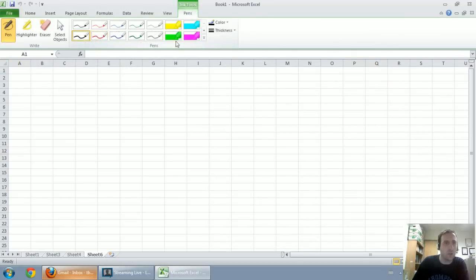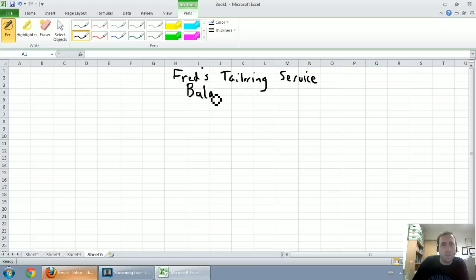As always, we're going to start with the title. The title of this balance sheet is the name of the company, Fred's Tailoring Service. The name of the financial statement, this is a balance sheet. And the date. And for the income statement and for the statement of retained earnings, we said for the year ended and then the date. With the balance sheet, we're going to say as at, and then we're going to give our date.